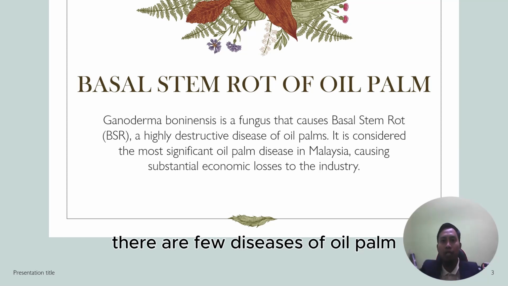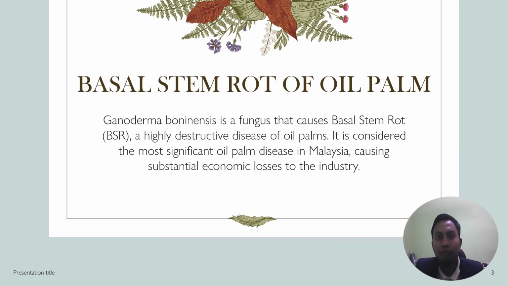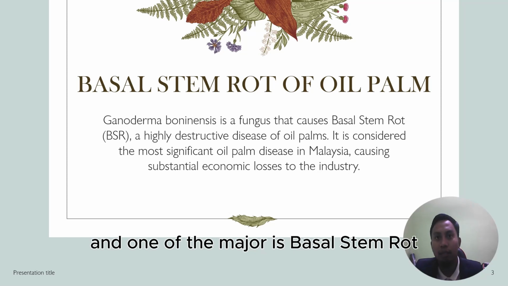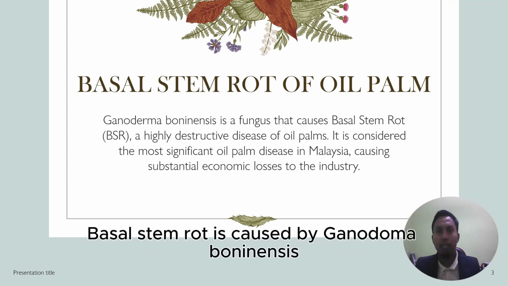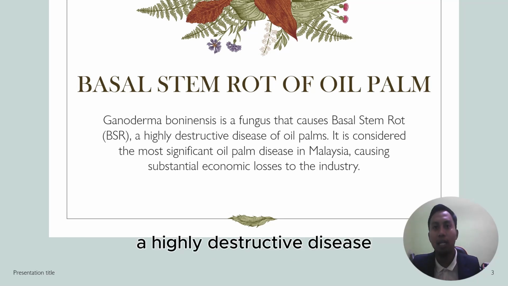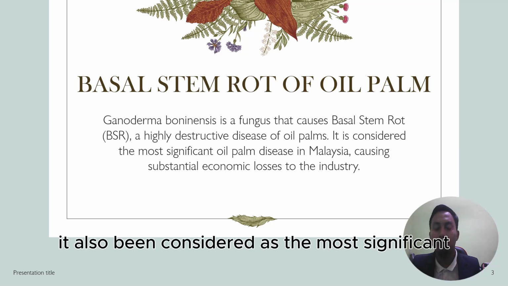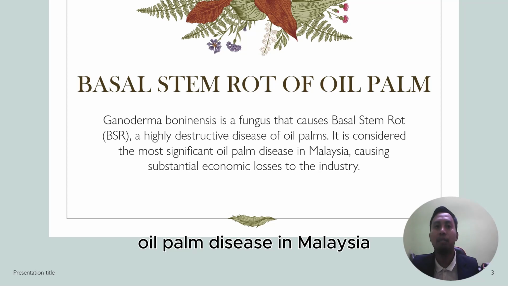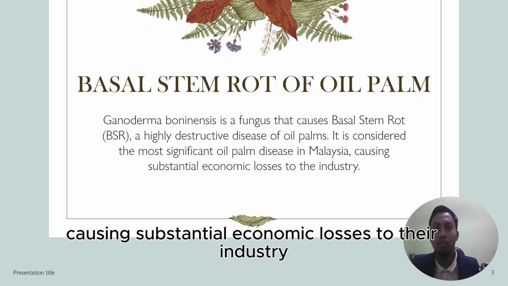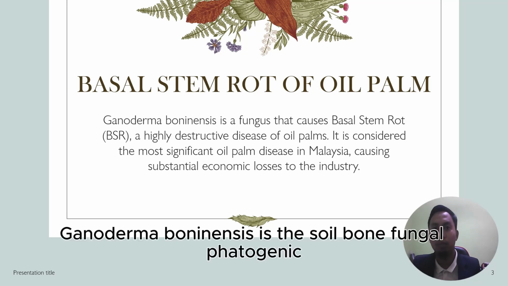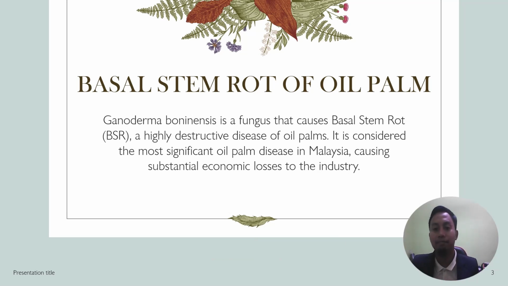There are a few diseases of oil palm, and one of the major ones is basal stem rot. Basal stem rot is caused by Ganoderma boninensis, a highly destructive disease. It has also been considered the most significant oil palm disease in Malaysia, causing substantial economic losses to the industry. Ganoderma boninensis is a soil-borne fungal pathogen.